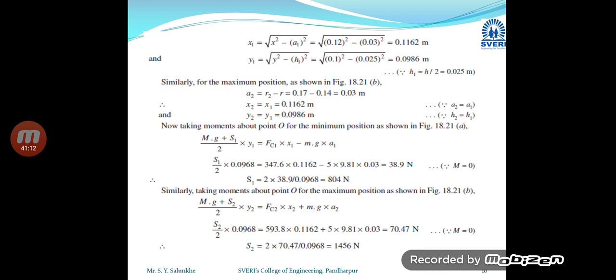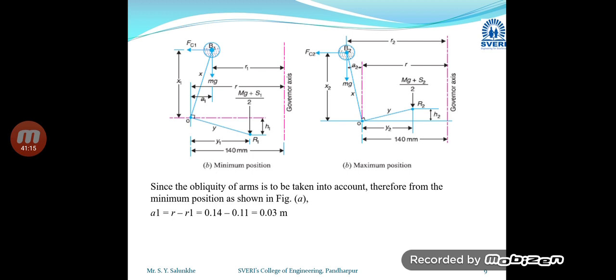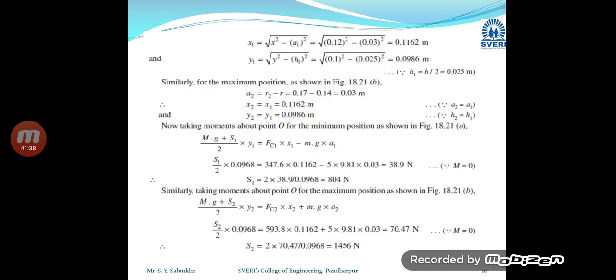Likewise y1 we can consider. Let's go to the previous slide, and here y1 distance we can calculate by considering the right angle triangle which is made at O and R, and by considering h1. So by this triangle we can calculate this y1 value. This y1 value is equal to under root y square minus h1 square. h1 we have calculated, so it will be equal to 0.1 square minus 0.025 square.